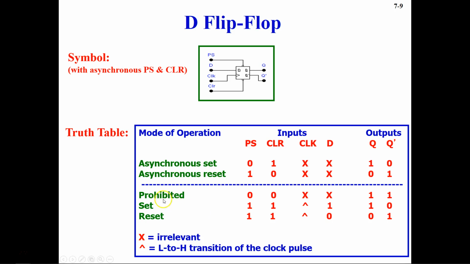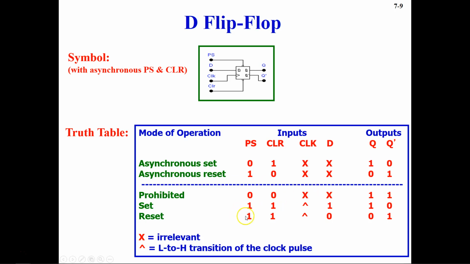And next we have a prohibited state. In the prohibited state, when the preset and the clear are both 0, then whatever input you provide at the clock and at the D input, your output is going to be 1 1, which is basically not possible. These two cannot have the same value. One has to be the complement of the other. So this is a prohibited state, and it is basically ignored and not used.